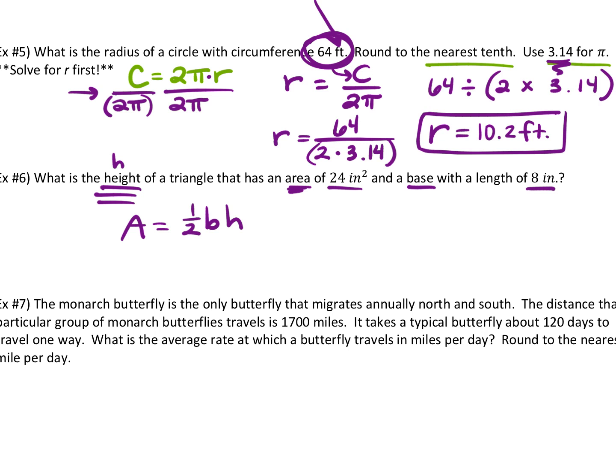What's a better way to get there? What's a good first step right now? Divide by 1/2. What's the same as dividing by 1/2? Multiply by 2. Yes. So I would multiply by 2. So I have 2a equals bh. Now, if I'm trying to solve for h, what do I do next? Divide by b. Okay, so we get h equals 2a divided by b, and now I would plug it in.